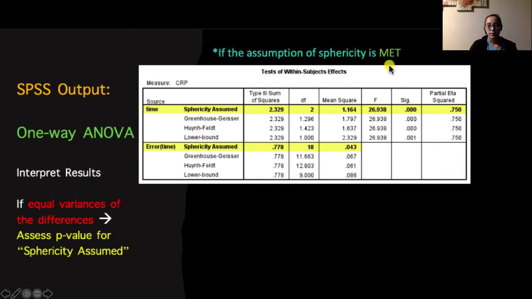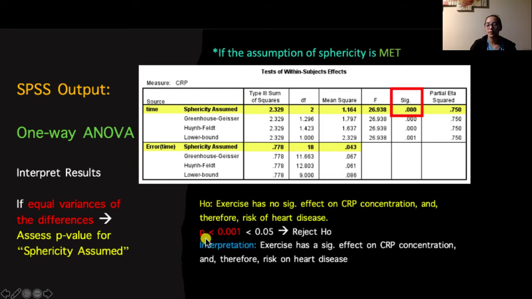If sphericity is met, then you read the sphericity assumed p-value, which is listed here as 0.000, or as we've said in our class, we report it as p is less than 0.001. We know that's less than 0.05, so we're going to reject the null hypothesis. And the null hypothesis would have stated for the main effect of an ANOVA that exercise has no significant effect on CRP concentration, and we know CRP concentration is related to risk of heart disease, so we can add on and therefore risk of heart disease. Exercise, no significant effect on risk of heart disease. Okay.